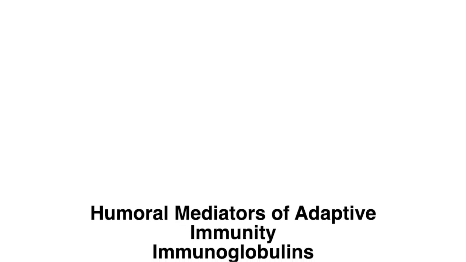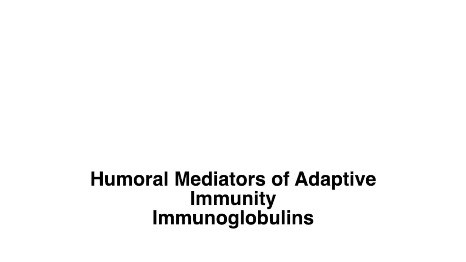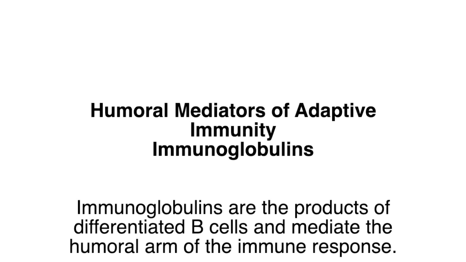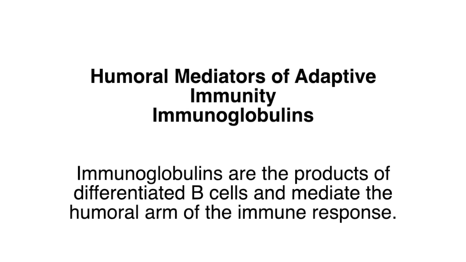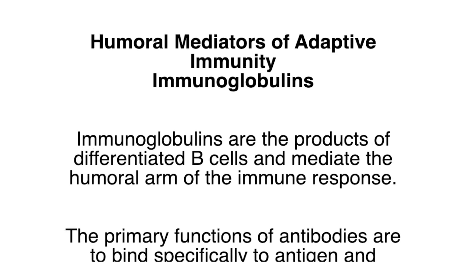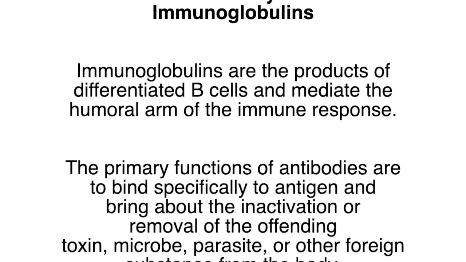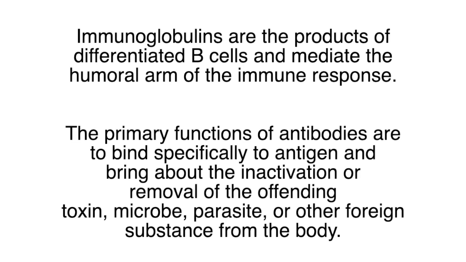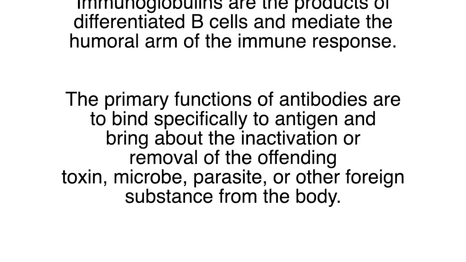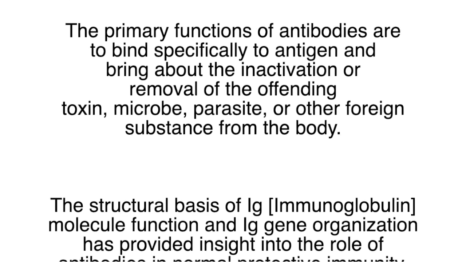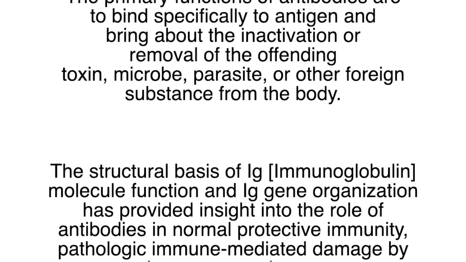Humoral mediators of adaptive immunity. Immunoglobulins. Immunoglobulins are the products of differentiated B cells and mediate the humoral arm of the immune response. The primary function of antibodies is to bind specifically to antigen and bring about the inactivation or removal of the offending toxin, microbe, parasite, or other foreign substances from the body.